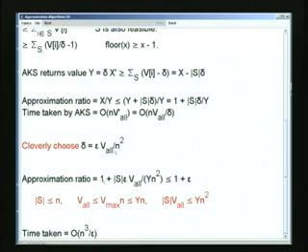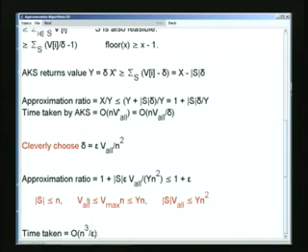I also claim that the time taken is n cube upon epsilon, and this is much easier to see. The time taken is n times V all upon delta. I substitute this for delta, so this V all cancels and I get an n squared here, so I get n cube upon epsilon.